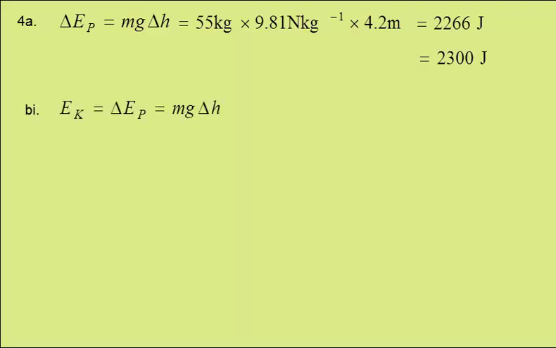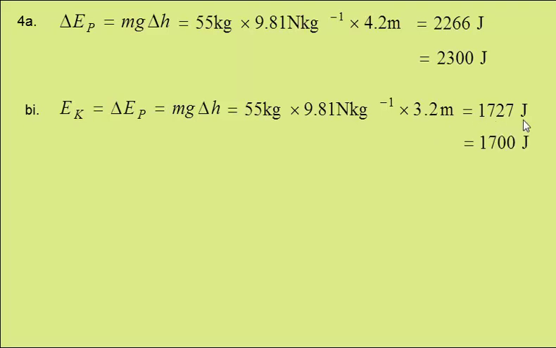Well, for this the kinetic energy will equal the change in potential energy, which again is given by mass times gravitational field strength times change in height, but now with a change in height of 3.2 meters, giving 1727 joules, or 1700 joules, to two significant figures.